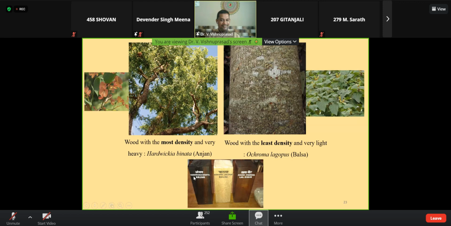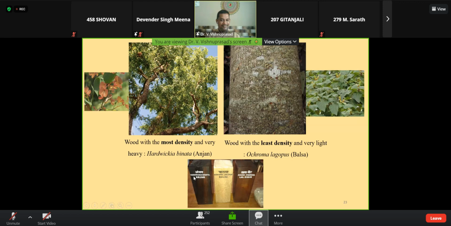Similarly, there is another one, the Institute of Wood Science and Technology, IWST. This is also kind of a sister concern of ICFRE itself, as you can see, the Indian Council of Forestry Research and Education, ICFRE. So IWST is an institute dedicated to wood science.